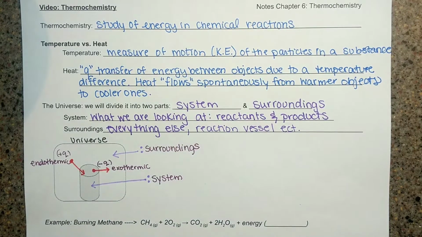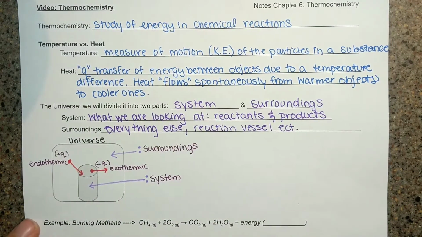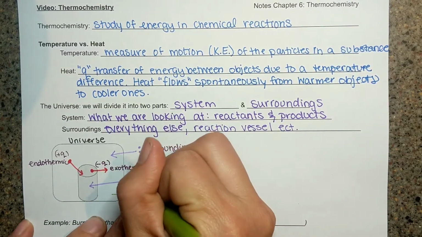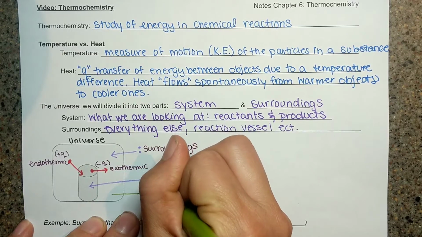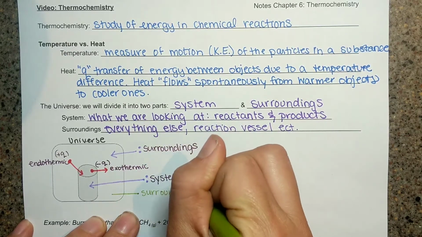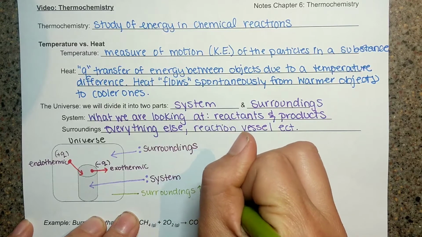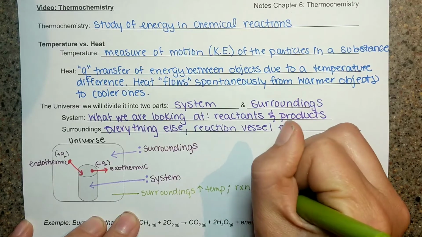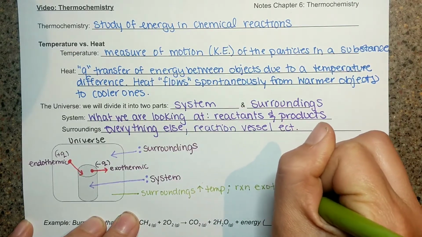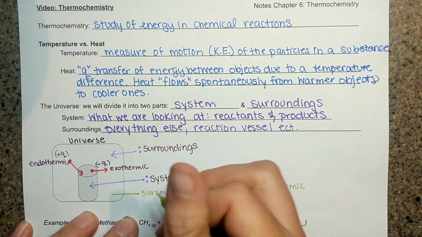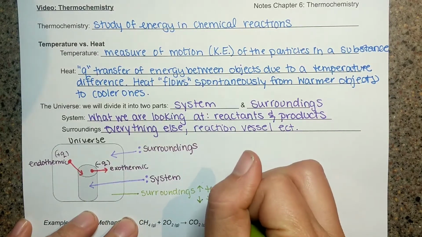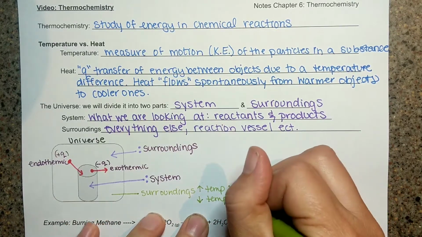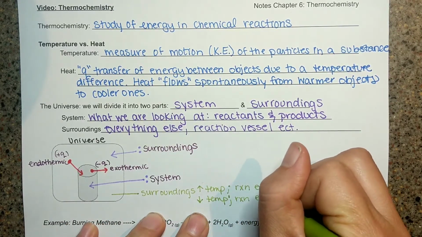If I were to measure the temperature of my surroundings, so if I were to put in a thermometer, if my surroundings increase in energy, they increase in the temperature that I measure, that means that my reaction is exothermic. However, if my surroundings decrease in temperature, that means that my reaction took in that energy from the surroundings, and my reaction is endothermic.